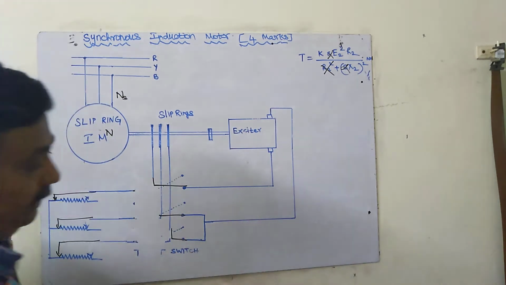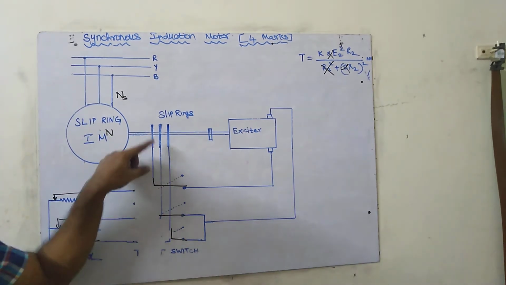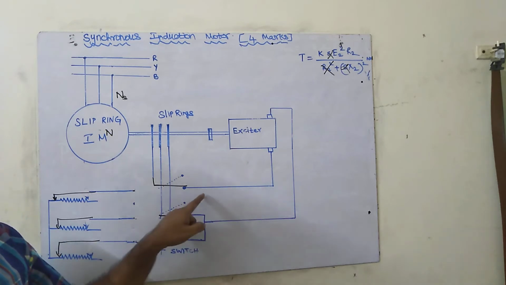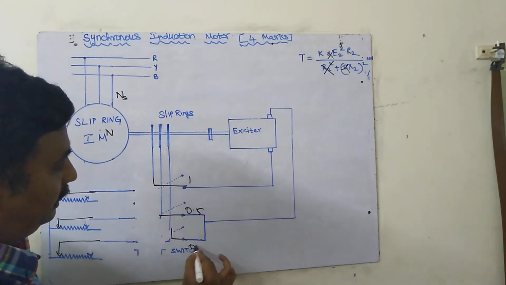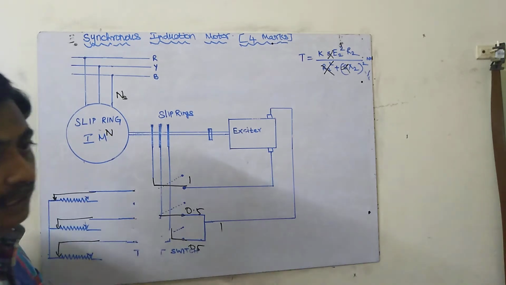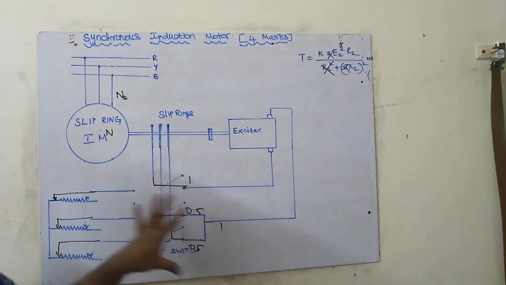Like this, we have to connect it. When I connect like this, what will happen? Through three links, the current supply will go. Here, one part of supply will go: here 1, here 0.5, here 0.5. This 0.5 and 0.5 will get converted into 1. Like this, the system has been arranged.